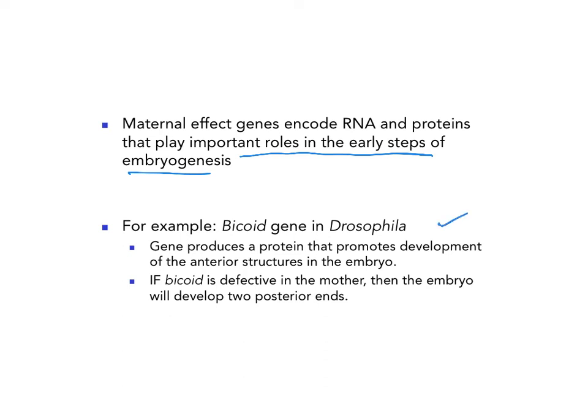Now, one example is found in the bicoid gene in Drosophila. They've identified several dozen maternal effect genes in Drosophila, our good old fruit fly friends. The bicoid gene produces a protein that stimulates the development of anterior structures in the embryo. So that would be the development of the head. Hope I'm getting my anatomy right. Whereas if it's defective, you're going to end up with two posterior ends. So two butts and no heads.